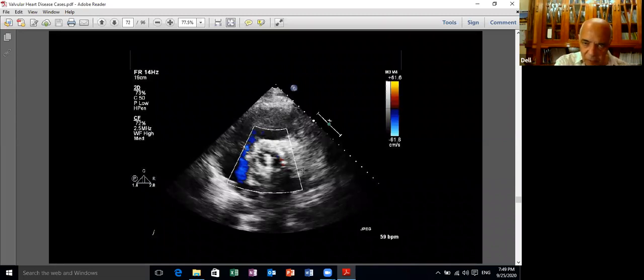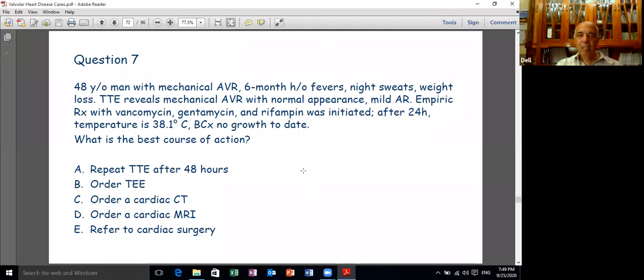There might be more exaggeration here of the shadow seen in blue. But if you look into the next echocardiogram that I will show you soon, you will find a few other changes. So in summary, this is a 48-year-old man with mechanical aortic valve replacement.